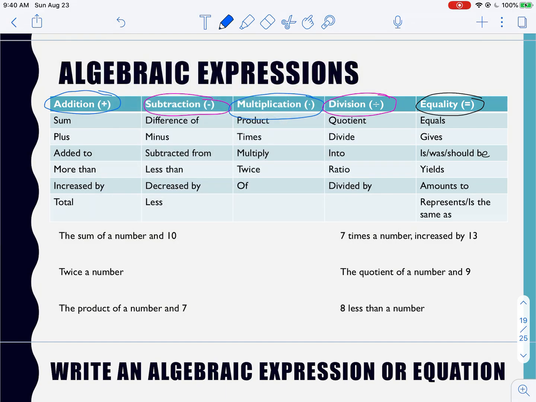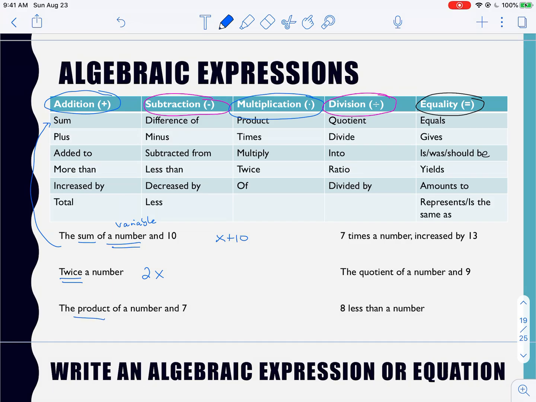So let's take a look at some of these examples. The sum, and remember sum is an addition problem, of a number and 10. Well, when they just say a number, you get to pick the variable that you want to be represented by the number. I typically pick x, but you can pick your favorite letter. So the sum of a number and 10 would be x plus 10. Twice a number, so if you wanted to do twice 5, that would be 2 times 5. So when you see twice a number, it means 2 times the number. So you could write it as 2x.